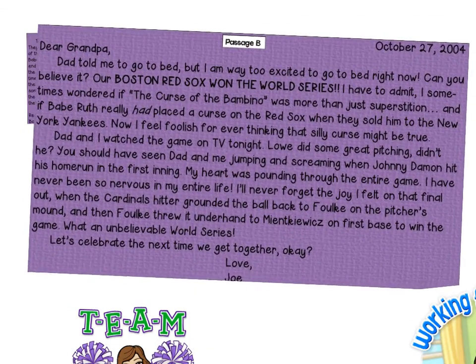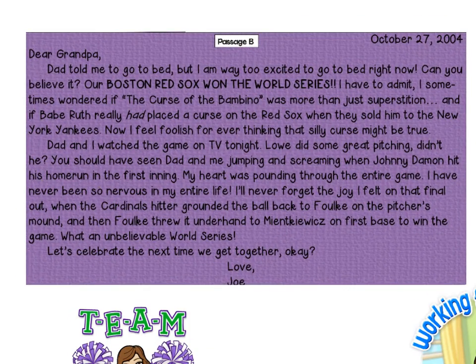Okay, so now let's look at this example. Passage B. As my screen updates, you should be able to see it better. Let's think about, is this a first-hand or second-hand account? I'm noticing some features that might help me. I'm noticing it says October 27th, 2004, and I'm noticing it might be a personal letter because it says, Dear Grandpa and Love Joe. But let's see what we can find out.